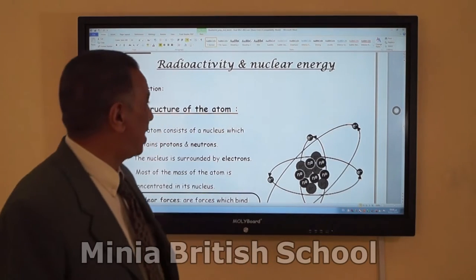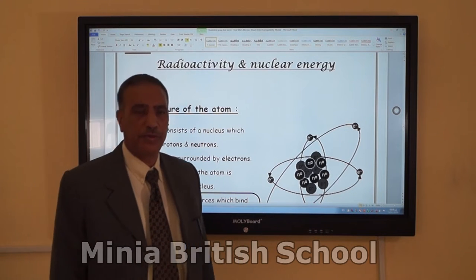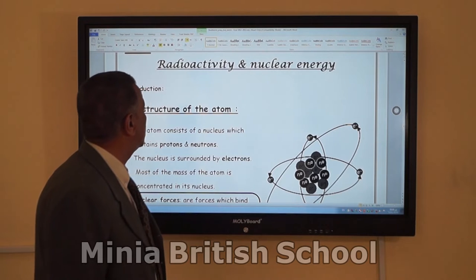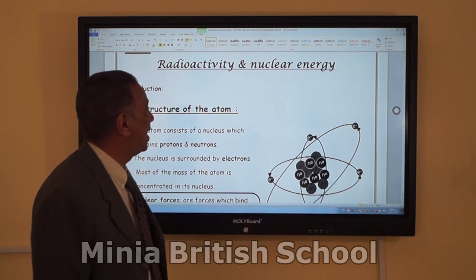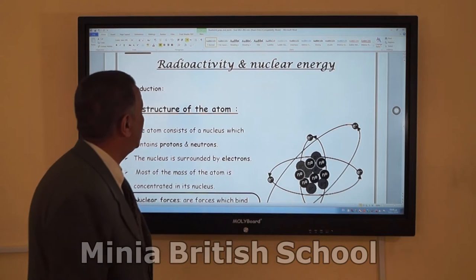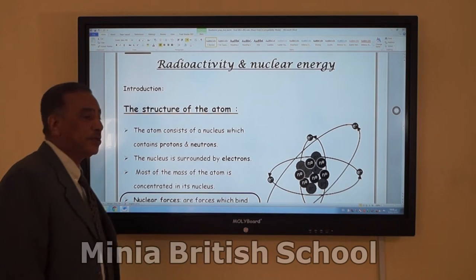Students, today we are going to explain a new lesson in unit 2. The lesson is radioactivity and nuclear energy. Actually, this is a very important field to be studied.